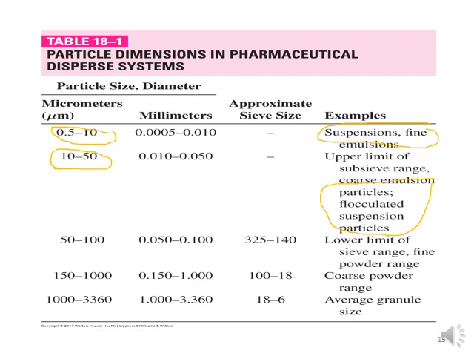Fine powders have a particle size range of 50 to 100 micrometers. Coarse powders have a particle size range of 150 to 1000 micrometers. Granules are usually large, and they have a diameter between 1 to 3.36 millimeters.